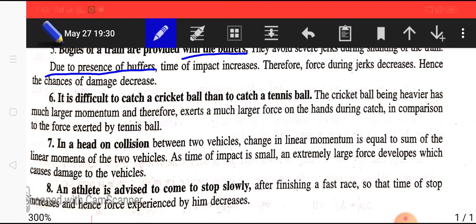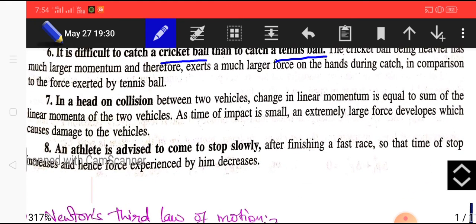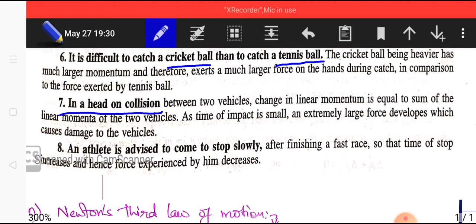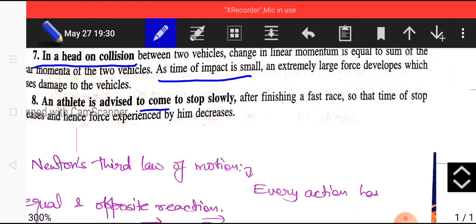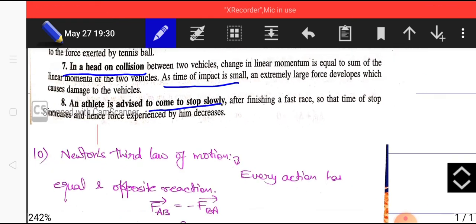It is more difficult to catch a cricket ball than a tennis ball, because the cricket ball is hard and spends less time in your hands when you are catching it. The tennis ball is soft, it will compress, and time is more, so lesser force will be exerted. In a head-on collision, more damage is seen because an extremely large force develops in the collision, as the linear momentum is equal to the sum of the linear momenta of the two vehicles. The time of impact is small in a head-on collision. An athlete is advised to come to a stop slowly, because if he stops suddenly, then his muscles will need to apply greater force, which may lead to a muscle tear.